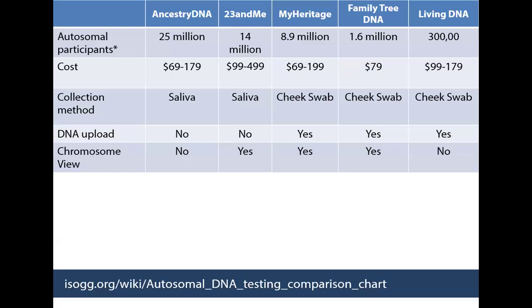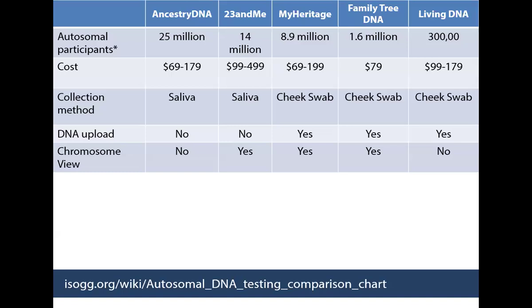So this is actually a chart from the International Society of Genetic Genealogy wiki, where they describe the different autosomal tests, and it's updated regularly based on different updates that come out throughout the year. So just to give you an idea of the differences between the companies. So Ancestry DNA is obviously the largest when it comes to DNA testing.